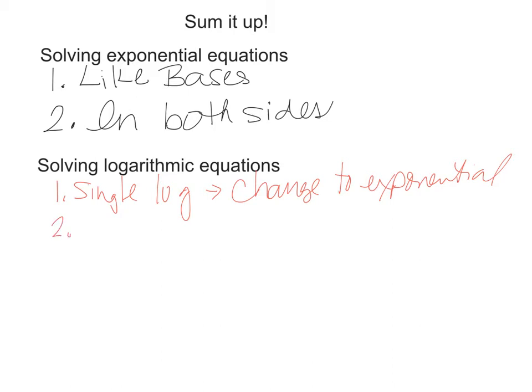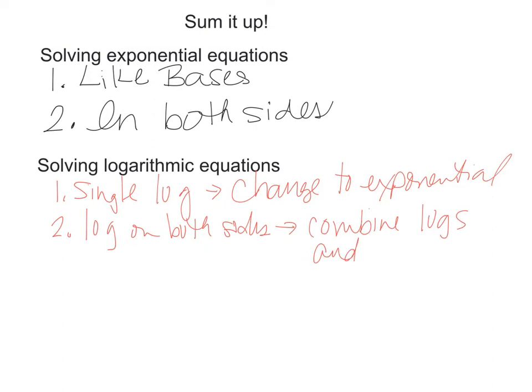If you have log on both sides, then you combine any logs that need to be combined and drop those off and set the inside values equal. So you just drop off those logs and you just have those inside values. It's the same thing as getting like bases. If it's an equal sign and those are the same, then the insides are also the same.